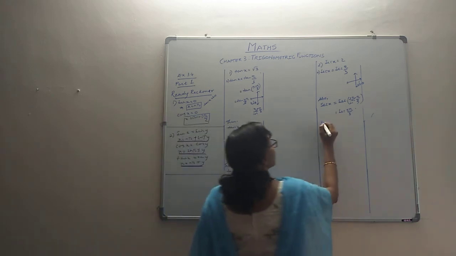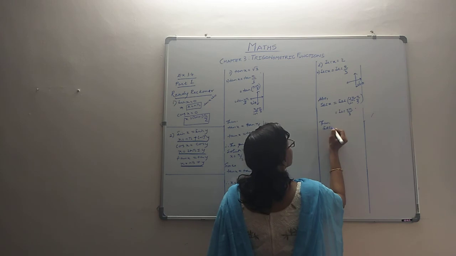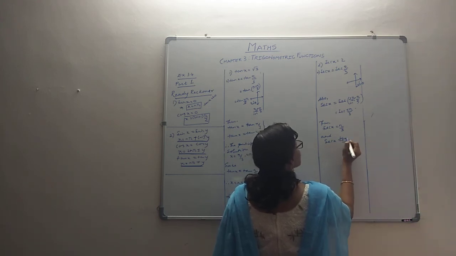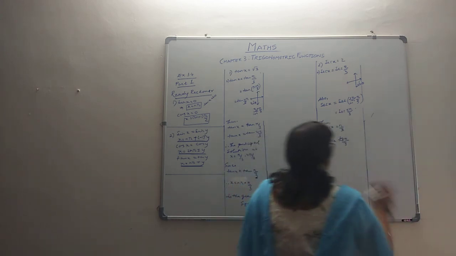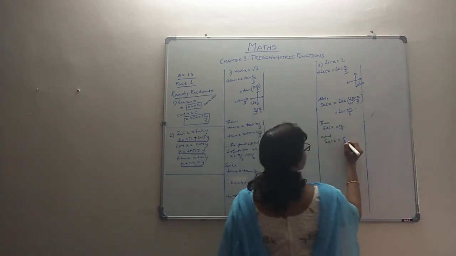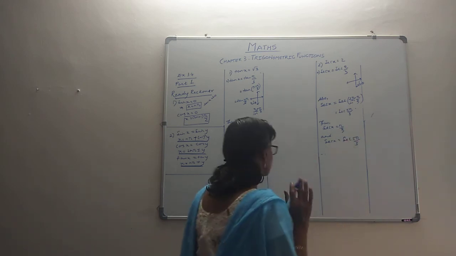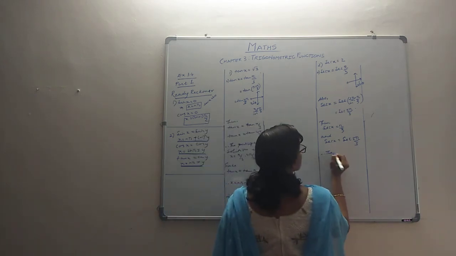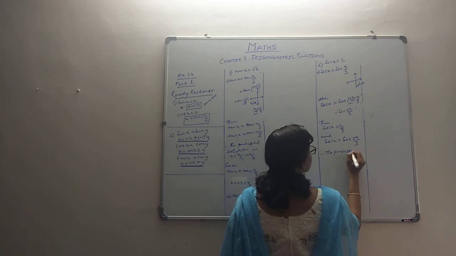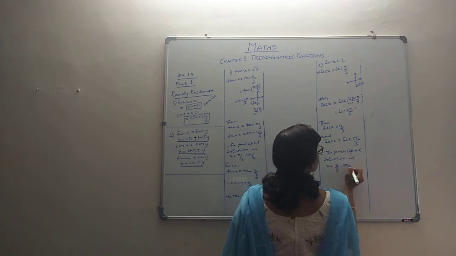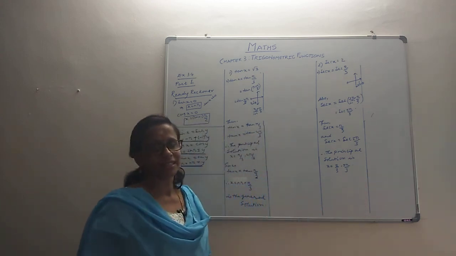Now what has happened? Thus, you have got x in the first case becoming pi by 3, and you have got x in the second case becoming 5 pi by 3. So that becomes the principal solution. Therefore, the principal solution is x equal to pi by 3 and 5 pi by 3. So these are the principal solutions.